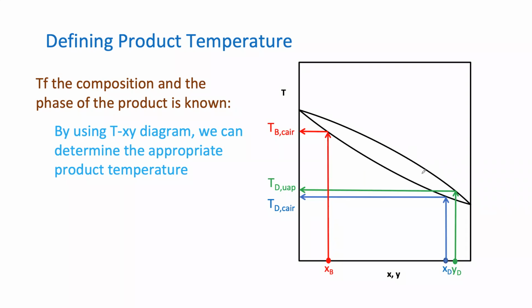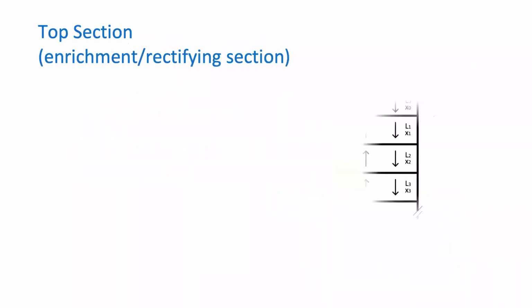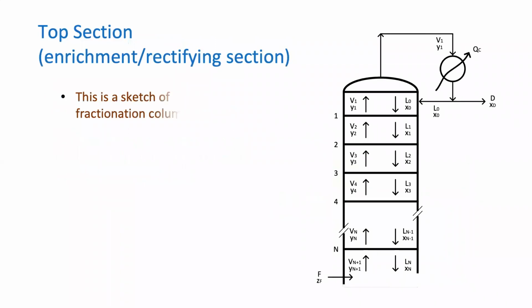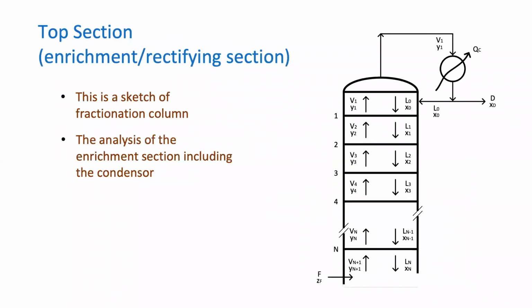Okay, so then let's go next. Now we start to learn about fractionation. It's called the top section, or enrichment or rectifying section. So this is a sketch of a fractionation column. This one is stage 1. Please delete this one. So this one chamber is one stage.